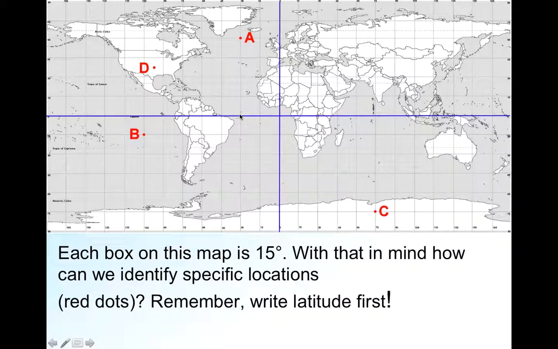Okay? But I'm not looking for longitude first. I'm looking for latitude first. So I'm going to go 15, 30, 45, 60. So my first coordinate for latitude, distance from the equator, is 60 degrees north of the equator. So on your paper you write 60 degree symbol N, or north. Now I go back to my 0, 0. 15, 30. So my longitude is 30 degrees, and I went back or west of the prime meridian. So my latitude and longitude, 60 degrees north, 30 degrees west.